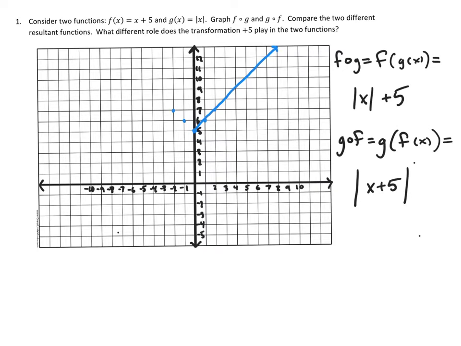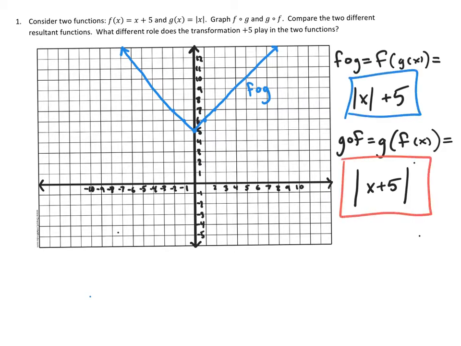goes up that way, and comes down that way. And that's f composed with g. And then we're supposed to do absolute value of x plus 5. So I'm going to plug in, to indicate that that's this one.